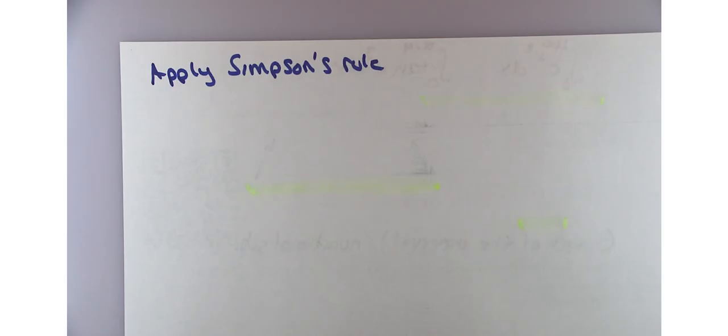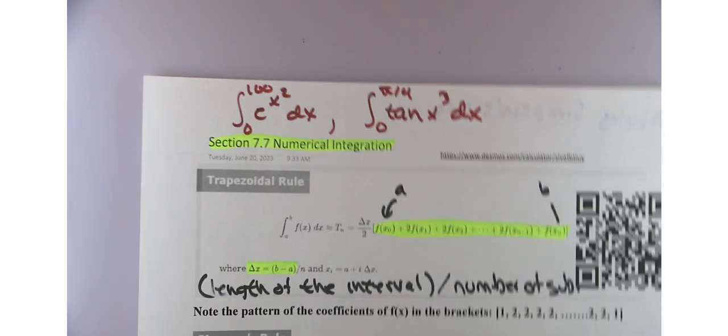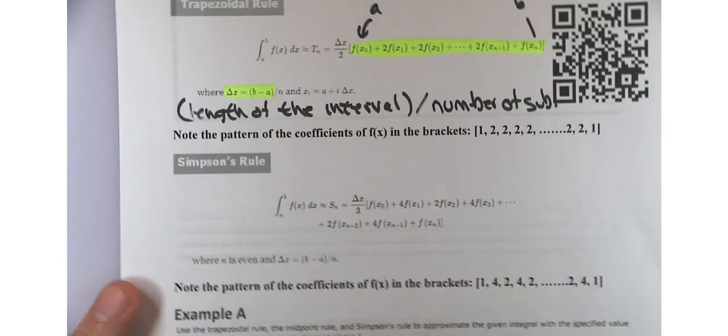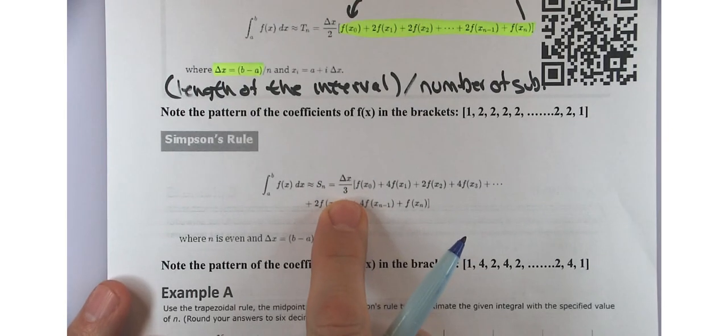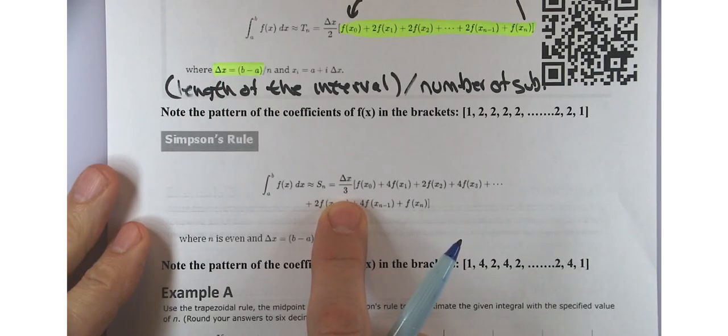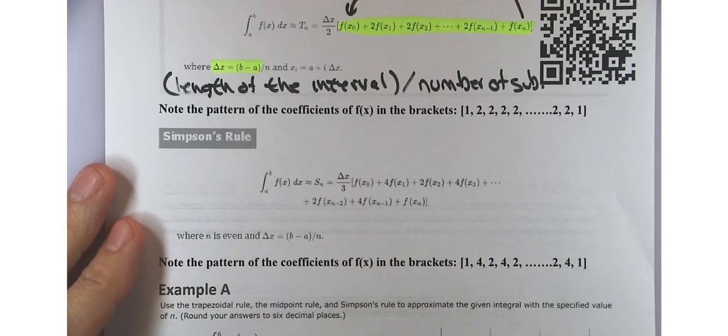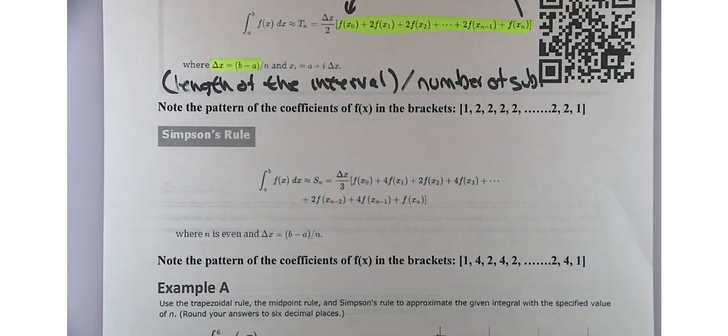Okay, so one other thing that's going to change from the trapezoid rule versus Simpson's rule is that you're going to divide by 3 instead of divide by 2 out in front. Your delta x is still going to be the same. Delta x is b minus a over n. Our n in this case is still the same 8 that it was.